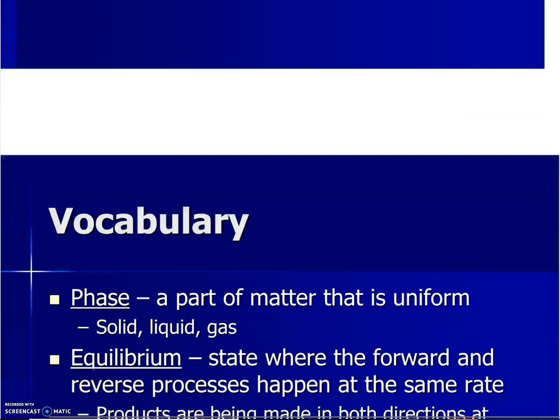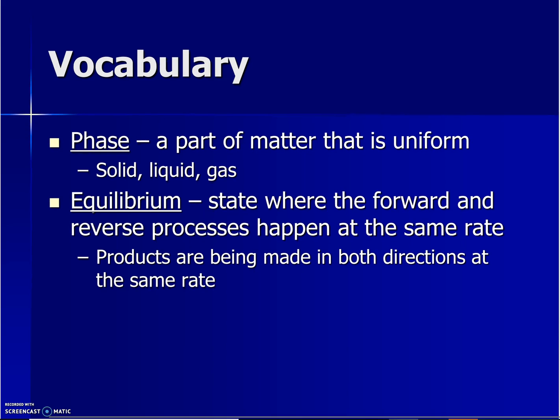We're going to start with a couple of definitions. Phase and equilibrium. So phases of matter is where the matter is uniform, and the three states of matter that we know most about are the solid, liquid, and gas, and there is a fourth one, plasma. We just do not cover a lot of that in Chem 1.